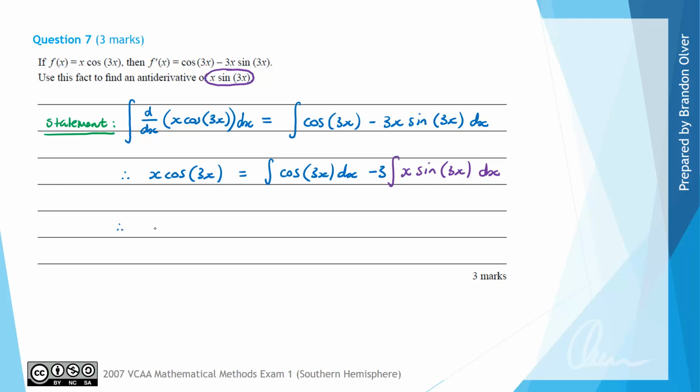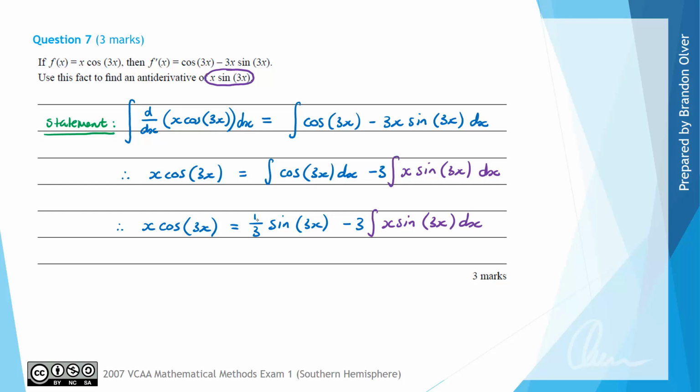So the next thing we can do is evaluate one of the integrals. So we have x cos of 3x is equal to the integral of cos of 3x, which is simply 1 on 3 sine of 3x, and then we're still going to have minus 3 multiplying the integral we want, which is x sine of 3x dx.